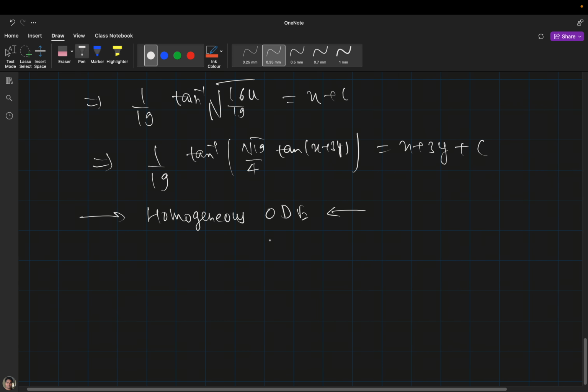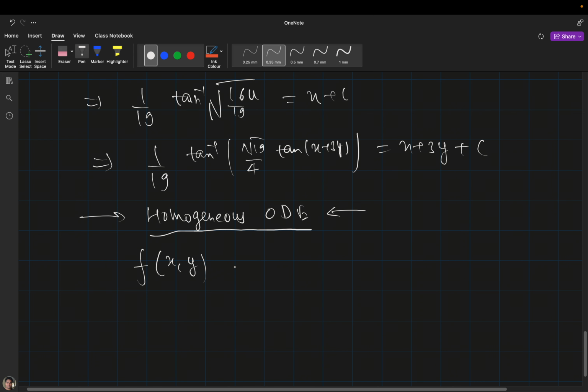Okay. So what is the homogeneous function? Can someone tell me? Suppose you have a function something like this.